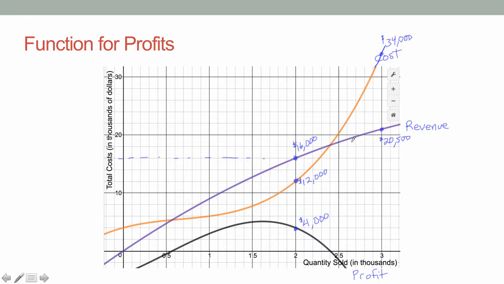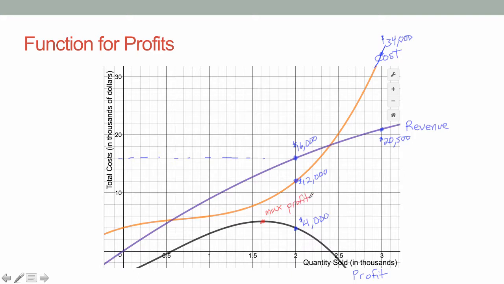There's a point where I don't want to make too much. I want to make just enough to balance the costs, to balance the revenue, and make the most amount of profit. Well, that is going to happen when this profit curve is at its highest point. So looking at its maximum value, I would say it's right around here somewhere, right? So there's where my maximum profits are going to happen.